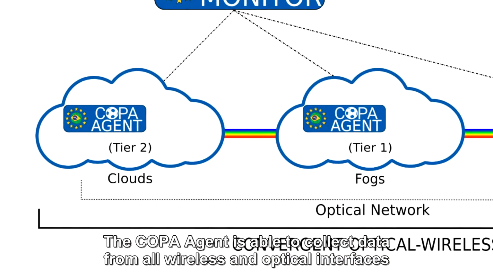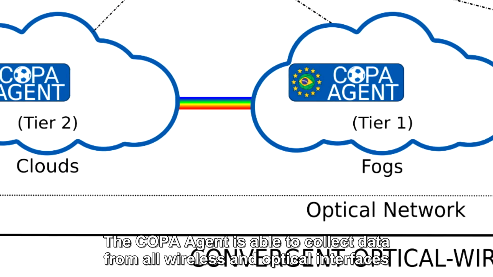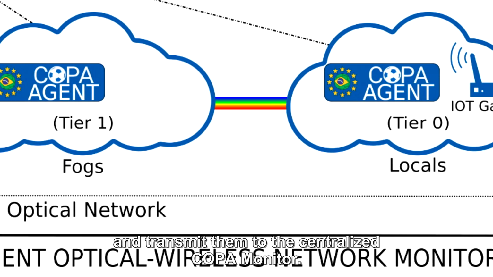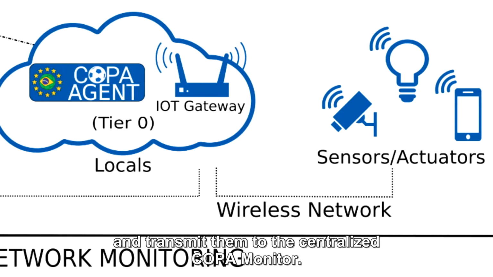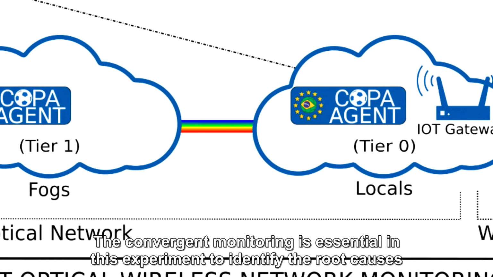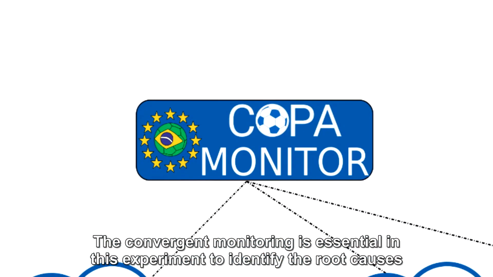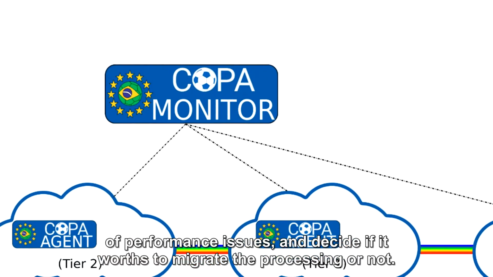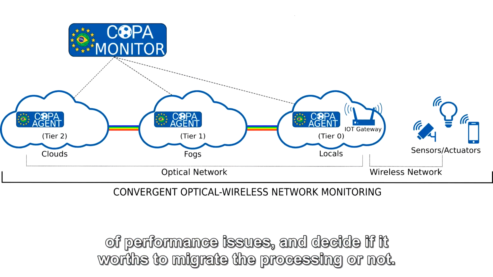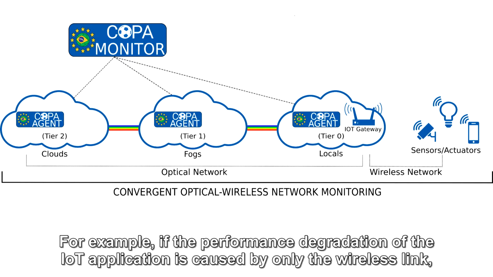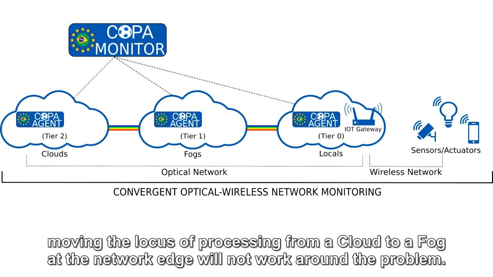The COPA agent is able to collect data from all wireless and optical interfaces and transmit them to the centralized COPA monitor. The convergent monitoring is essential in this experiment to identify the root causes of performance issues and decide if it is worth migrating the processing or not. For example, if the performance degradation of the IoT application is caused only by the wireless link, moving the locus of processing from a cloud to a fog at the network edge will not work around the problem.